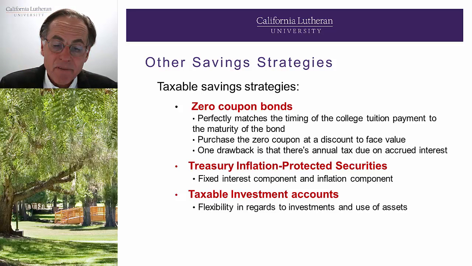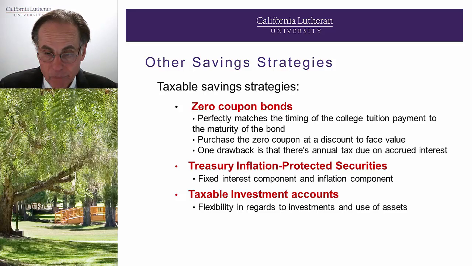The Treasury Inflation Protected Security, known as the TIPS, is issued by the U.S. government, and it provides an element of stability and inflation protection to your client's educational savings portfolio. This security pays a fixed interest rate on the principal amount, which is adjusted each period for inflation. The principal adjustment is not paid out until the bond matures.